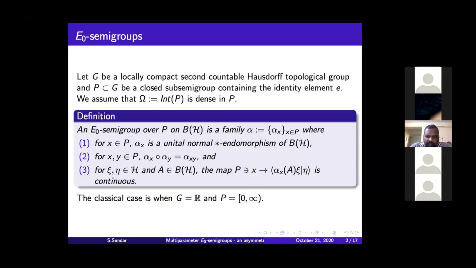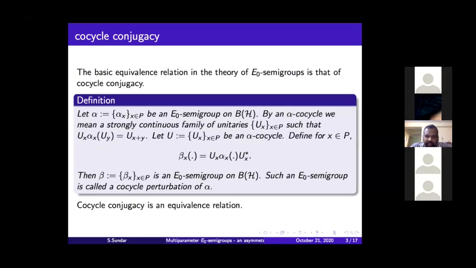And we are not interested in just studying such a family of endomorphisms. We are interested in studying such a family of endomorphisms up to an equivalence relation. The basic equivalence relation in the subject is the following. Suppose alpha is an E0 semigroup on B(H). I perturb alpha by a family of unitaries. So for each x, you pick a unitary u_x and perturb alpha_x by the formula that I have written: beta_x(A) is u_x alpha_x(A) u_x star. Alpha_x is an endomorphism, so if you conjugate it by a unitary u_x, that's again going to be an endomorphism.